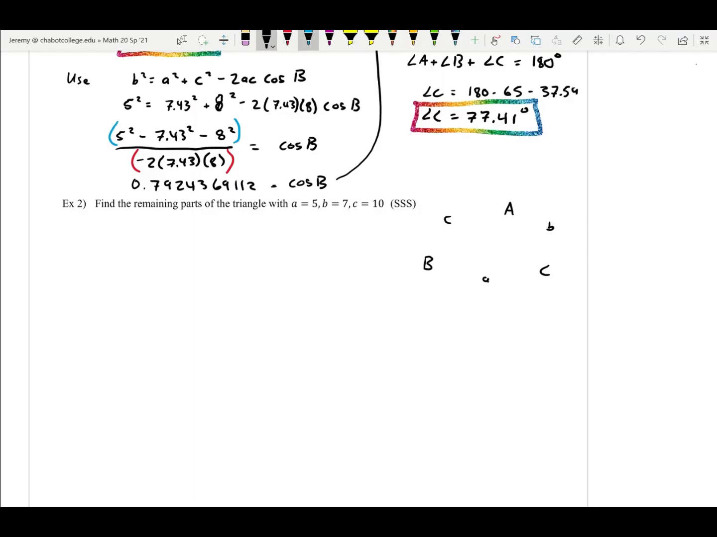So A is actually the shortest side length, and that's only 5 units. And then C is the longest at 10. And then B is a little bit shorter, looks something like that. Okay, so now I'm gonna just kind of redraw a little bit.